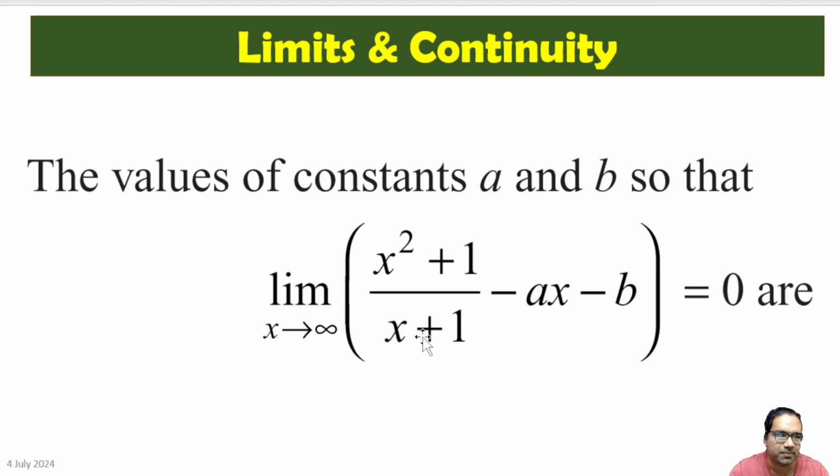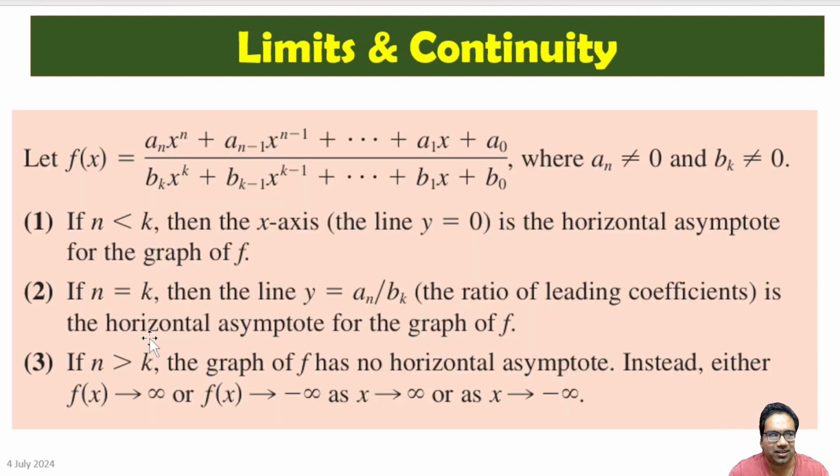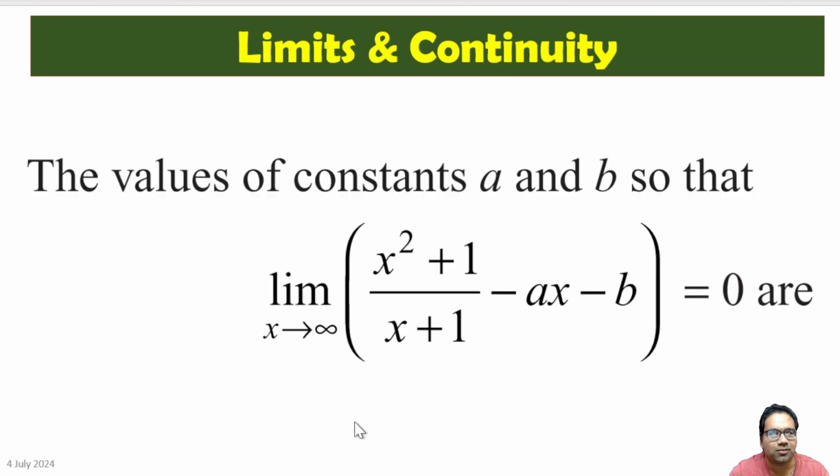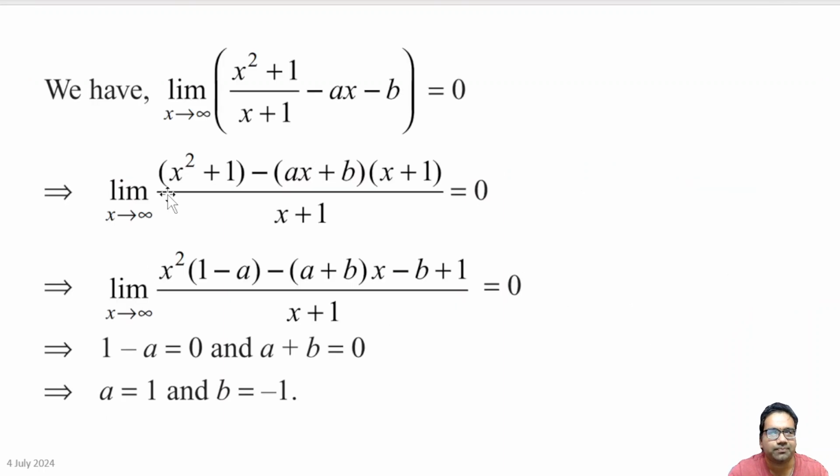Obviously, what does that mean? The highest power of the denominator should be greater than the highest power of the numerator, right? That's what we are saying. k should be greater than n. Otherwise the numerator will grow much faster and it will not go to 0. Now if you expand this, or do this multiplication, what will happen? We'll get x squared plus 1 minus (ax plus b) into (x plus 1). So we can do this multiplication.